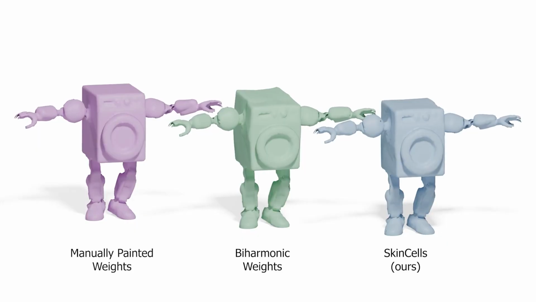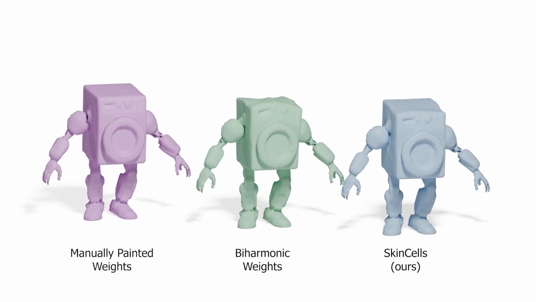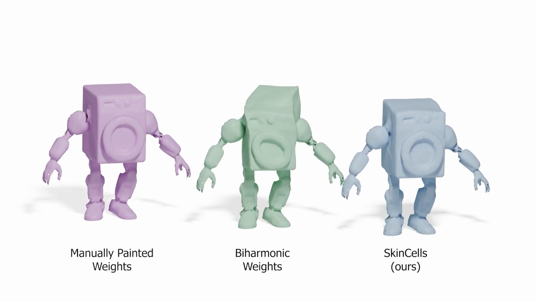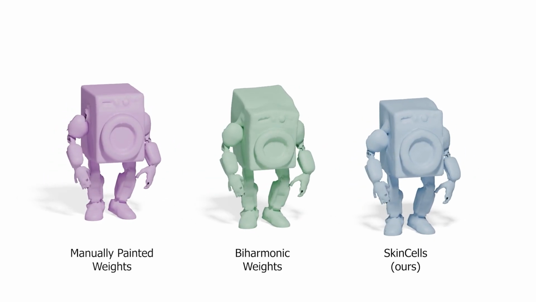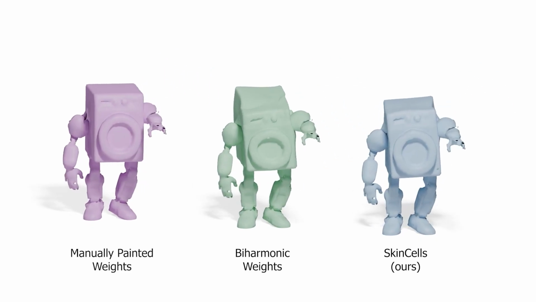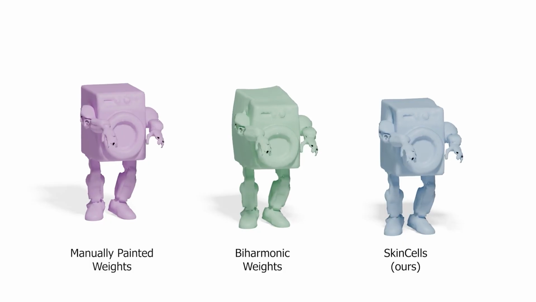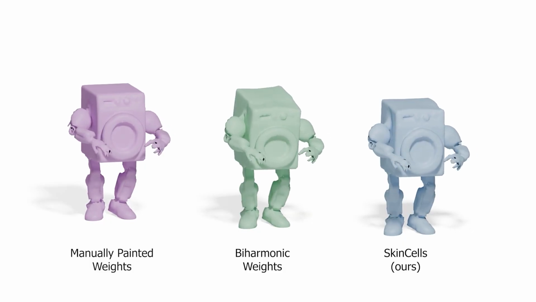We compare our result on the washing machine character to the same setup using manually painted weights, as shown in the character on the left. The biharmonic result in the middle is plausible, but deviates further from the artistic intent than our result on the right.